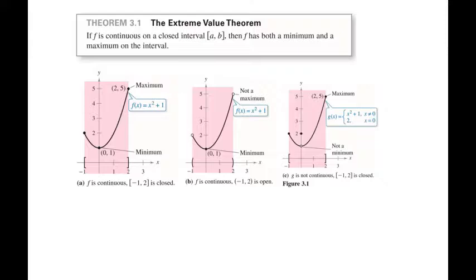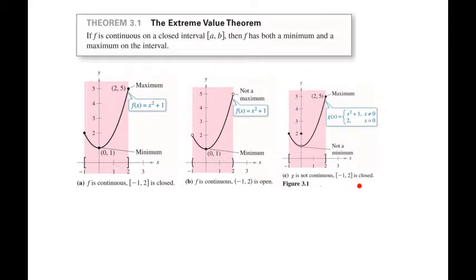If f is continuous on an open interval, it might have a max, it might have a minimum, but in this scenario there is no maximum because you can't say a hole is a maximum. So basically this graph keeps getting closer and closer to the hole, but it doesn't actually reach it. We can't identify a maximum.